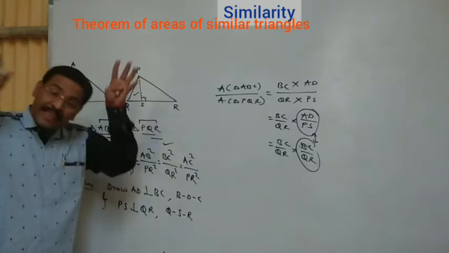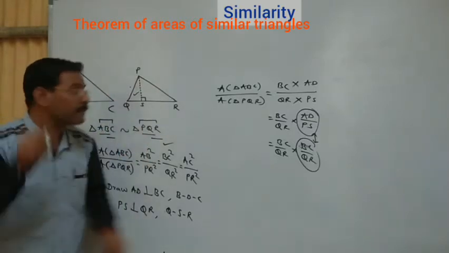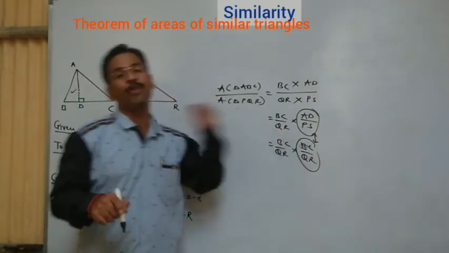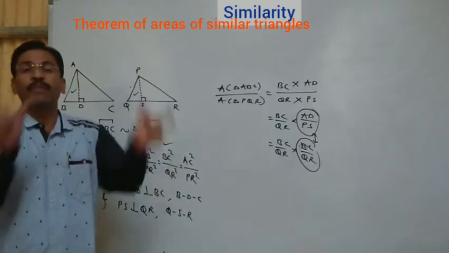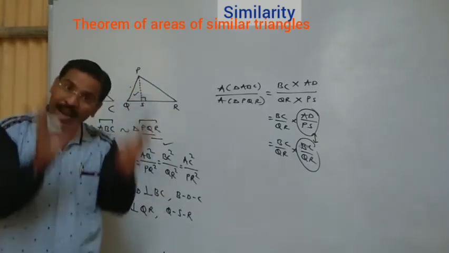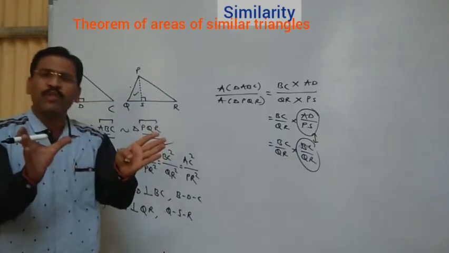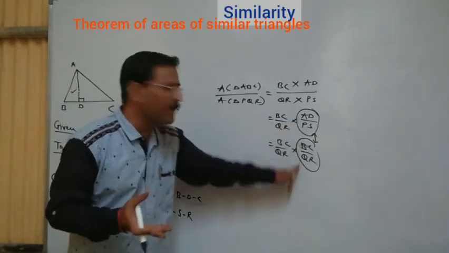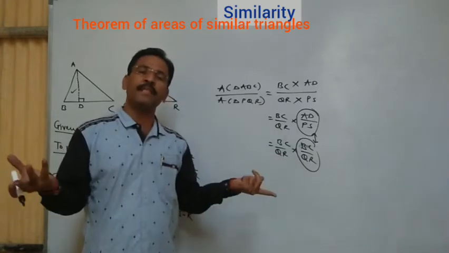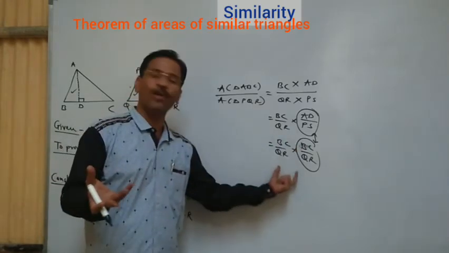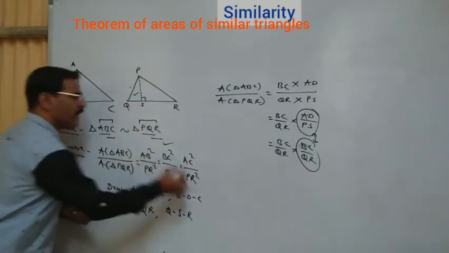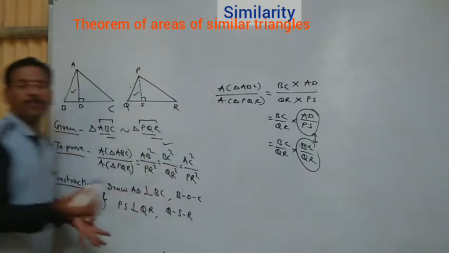So in those 5 ratios, AD upon PS is there, and at the same time BC upon QR is also there. In this way, we proved these two are same. And once we proved these two are same, in this step we replace AD upon PS by BC upon QR. Then the next part will be finished. That is BC square upon QR square. Similarly, we can prove AB square upon PQ square or AC square upon PR square.